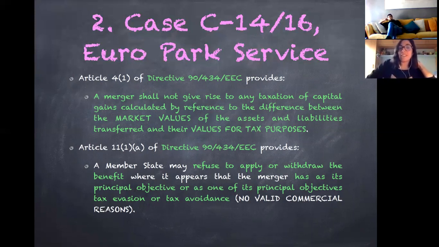For its part, Article 11 of the directive provides that a member state may refuse to apply the benefit contained in the merger directive if this reorganization, this operation, has as its principal or sole objective tax evasion or tax avoidance. So the merger directive allows member states to establish in their domestic legislation the possibility of not applying this tax regime if there are no valid commercial reasons for the merger or, in general, the reorganization.